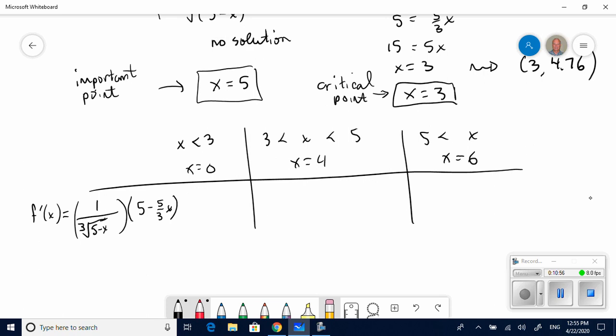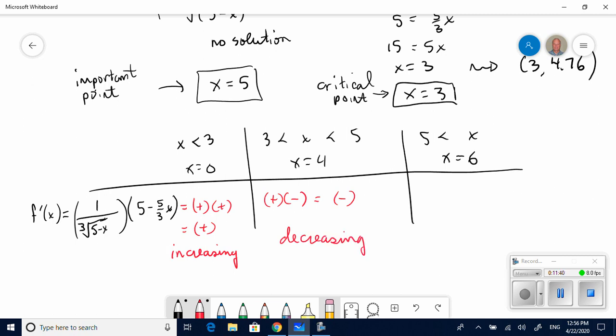When x equals 0, I've got a positive. If I put a 0 in here, I've got a positive. So the product of a positive and a positive is positive, so this is increasing. When x equals 4, I've got a positive, and I've also got 20 over 3, which sounds like it's a negative here. So it'd be a positive times a negative, which would be a negative, so I've got a decreasing interval.